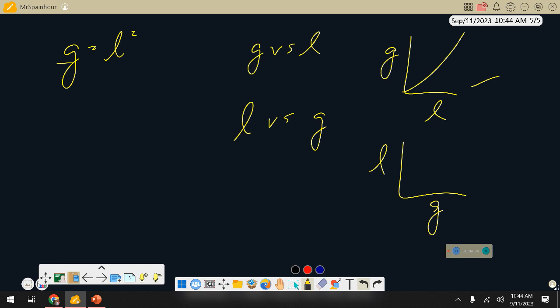Mathematically, what do we do to this equation? We isolate the L to the first power, basic algebraic stuff. We square root both sides, and we get L equals the square root of G. Correct. This is a square root function. So, great stuff. Moving forward, super easy so far, yes? Let's move on.